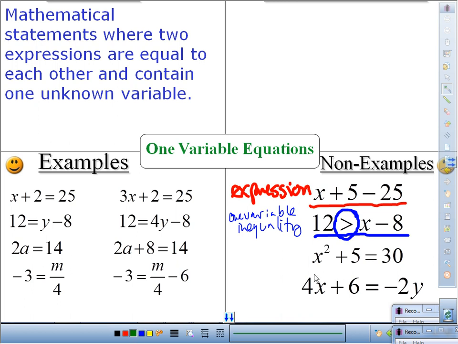All right, let's move on to this one. Let's see. Avril, why is this one not a one variable equation? Look at all these, and look at this one. Because of the exponent. Okay, that is true.